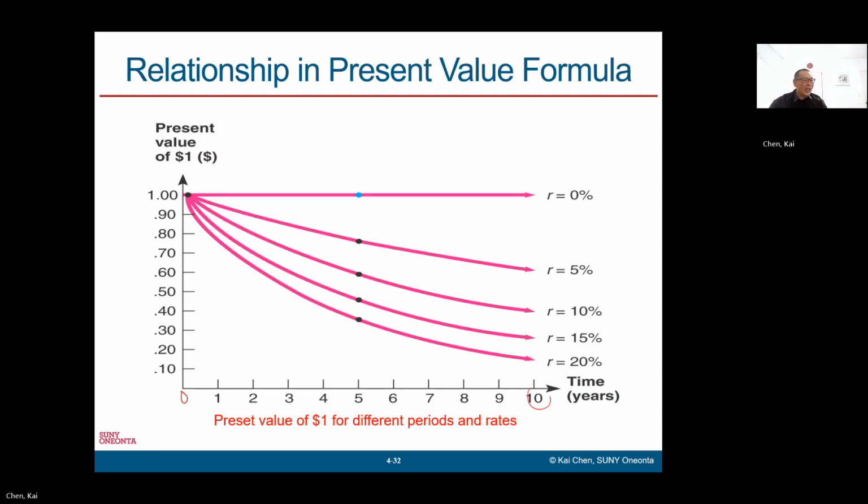Again, the vertical axis shows the present value of $1 that you expect to receive in the future. In this case, this graph shows how the present value of $1 to be received in the future changes as the time horizon changes, given a series of interest rates, right? Now, for example, let's look at a given interest rate of 5%. Now let's see how the present value of $1 to be received in the future changes as the holding period changes.